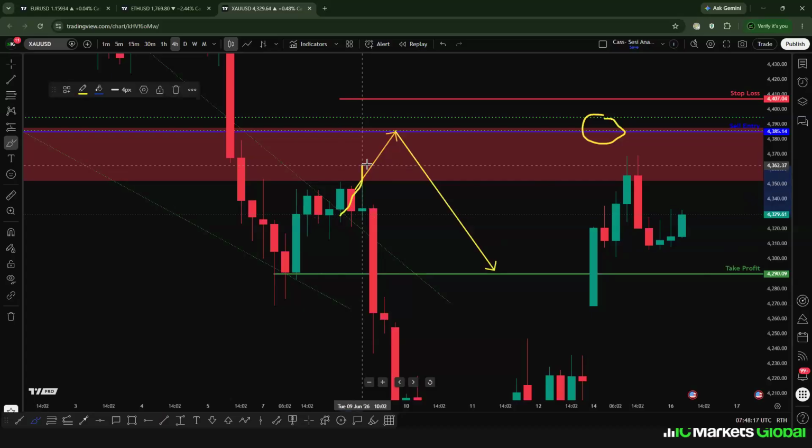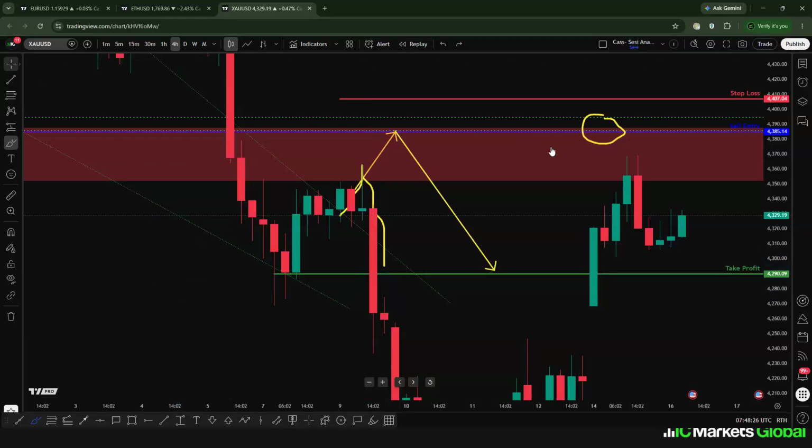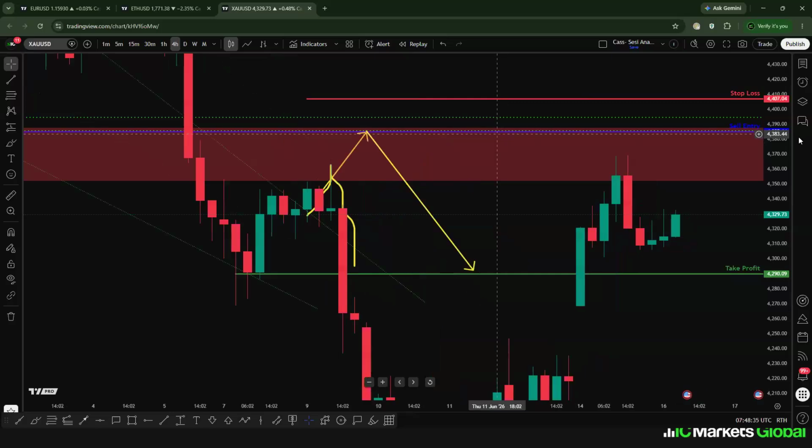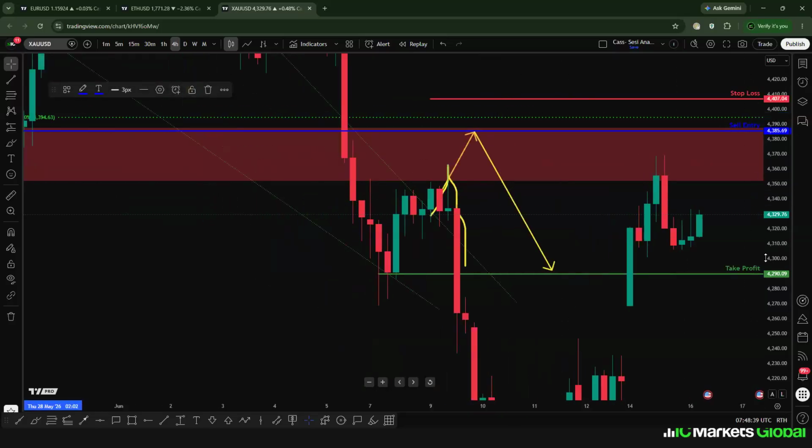So price did go into the red box and then from there it dropped to the take profit. So this actually worked out. It's just that I personally did not get in because I missed the entry for this. Right? I said that price is going to come anywhere within this red box, but more specifically, this blue line. I remember it so clearly. That was what I said last week.